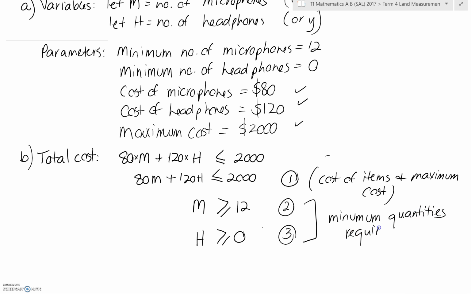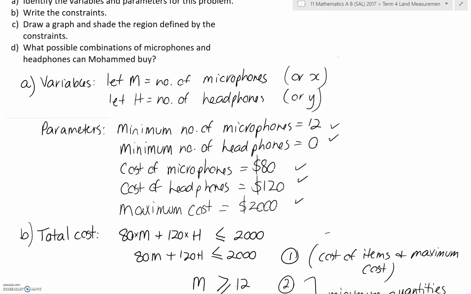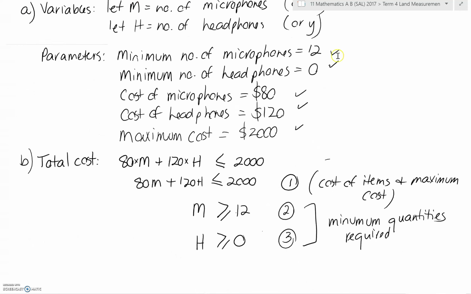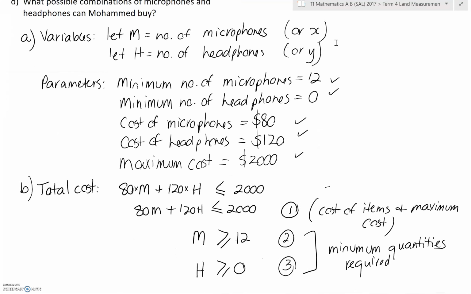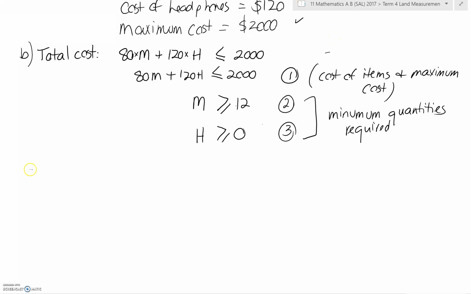Now, we have taken care of all 5 of those parameters and we've used our variables. So there are no more parameters, no more constraints to draw than this. So they are all the constraints that we're working with in this situation. Okay. C, draw a graph and shade the region defined by the constraints. So this is exactly the same as what you've already done. You're going to take those constraint equations, or inequations in this case, and you're going to draw them all on the same axes. So let's start that process.